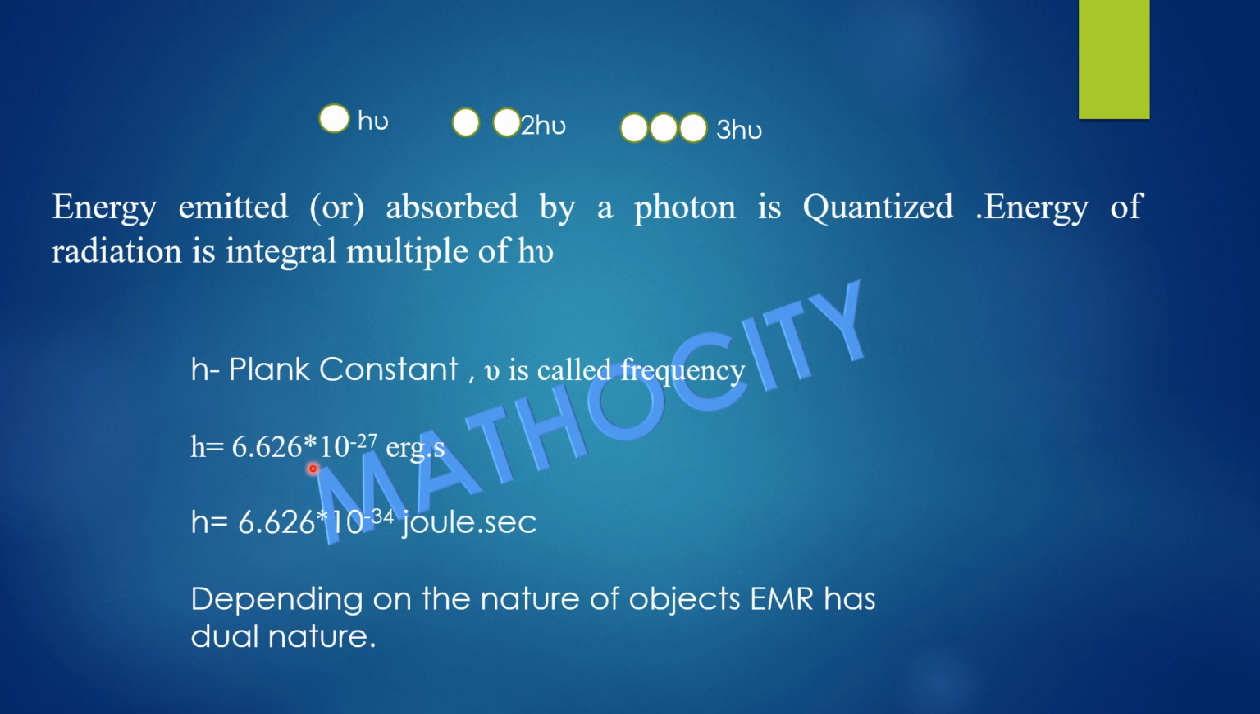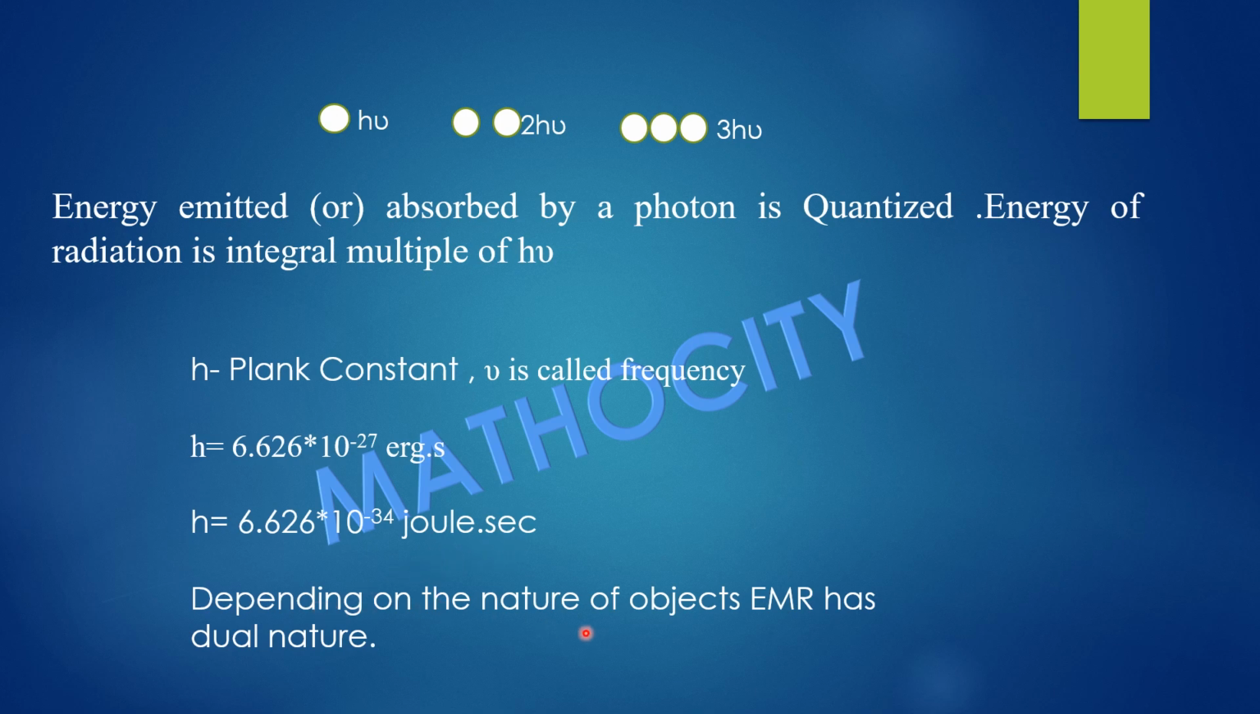Now what is the value of Planck's constant? h is equal to 6.626 into 10 to the power of minus 27 erg second, or h is equal to 6.626 into 10 to the power of minus 34 joule second.